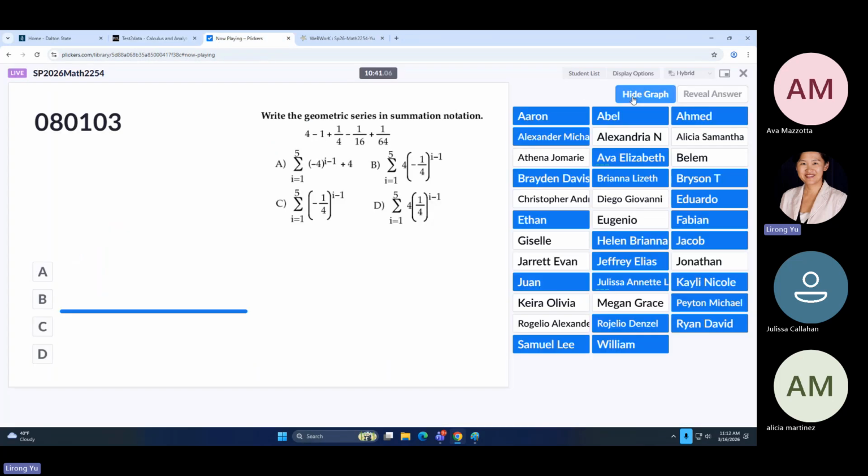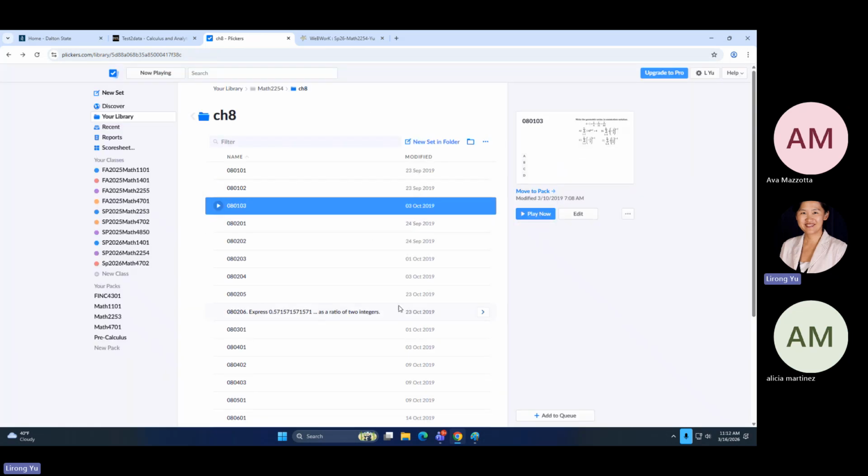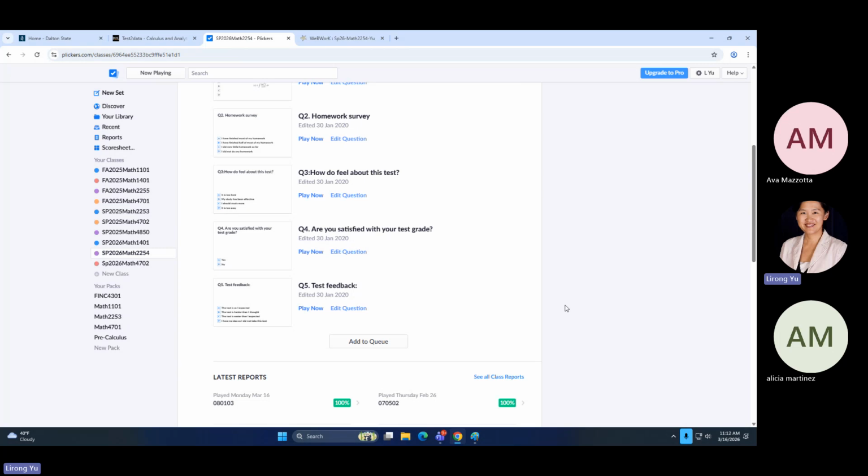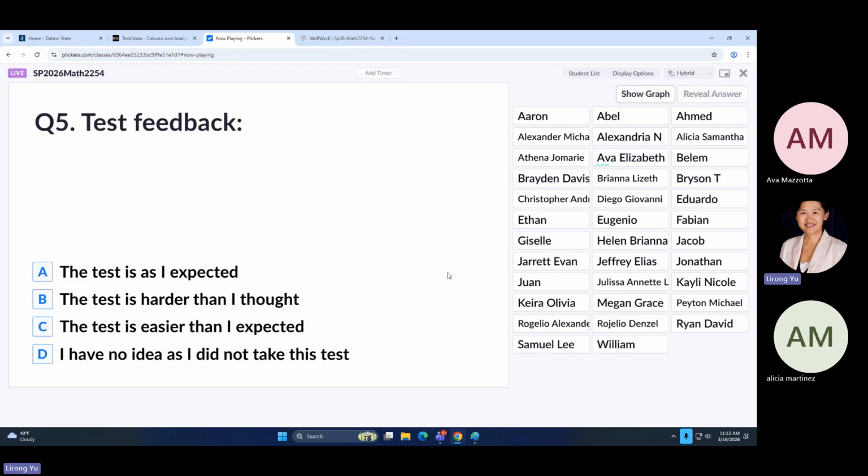Normally after a test, I will try to survey the class. Number one, you have your test in your hand. I'm not sure about the level of difficulty. I selected the questions out of the homework. Do you feel like the test is harder than expected, as expected, or easier? Let me know what you think.